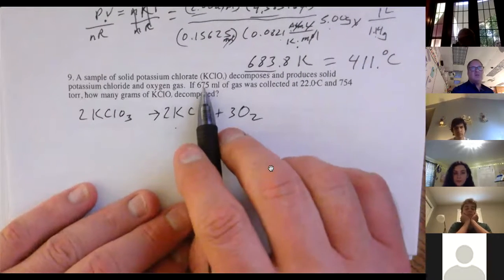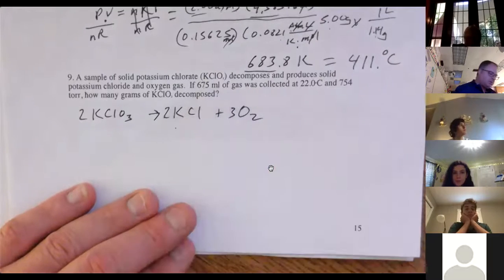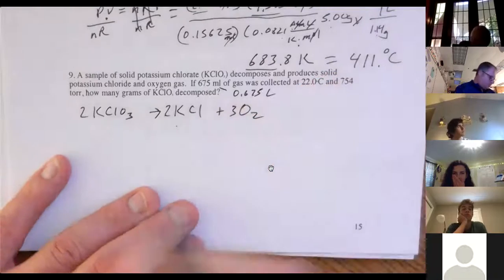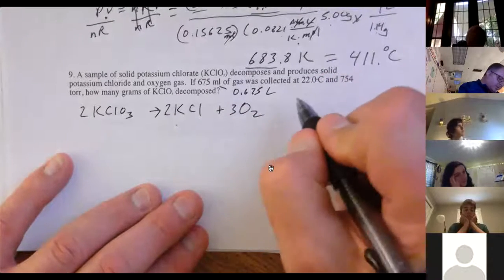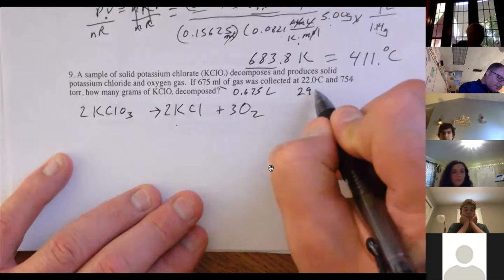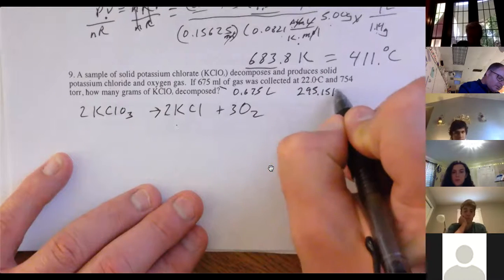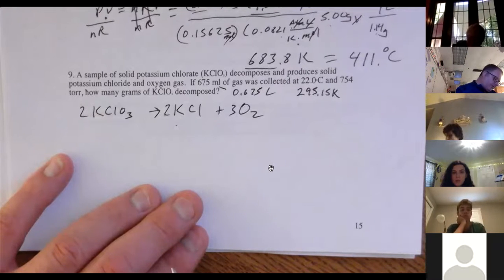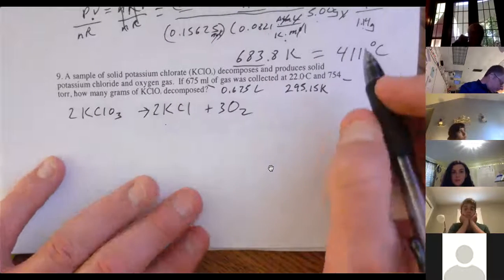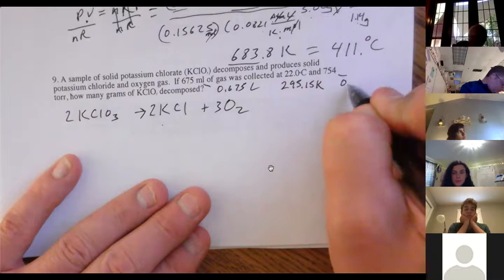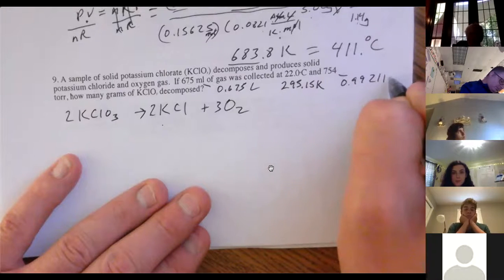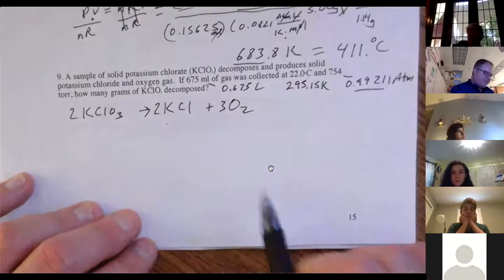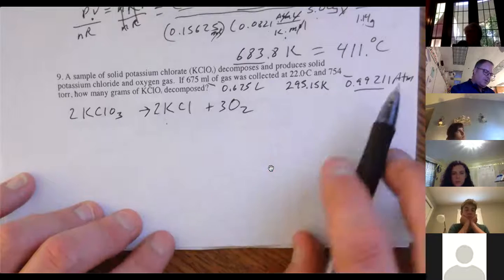This is in milliliters. If I want to use my K value, I'm going to have to use liters. So 0.675 liters. 22 plus 273.15. The answer is 295.15. So 295.15 Kelvin. 754 divided by 760. That would be about 0.9921. Three significant digits on that as well. So I have my volume, I have my temperature, and I have my pressure.